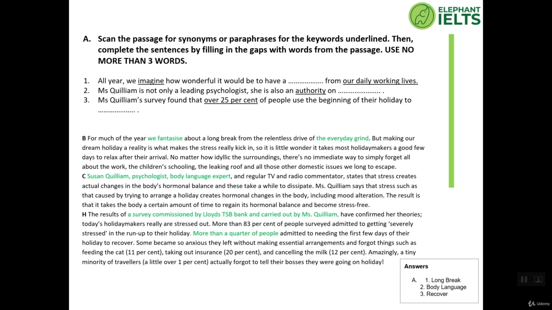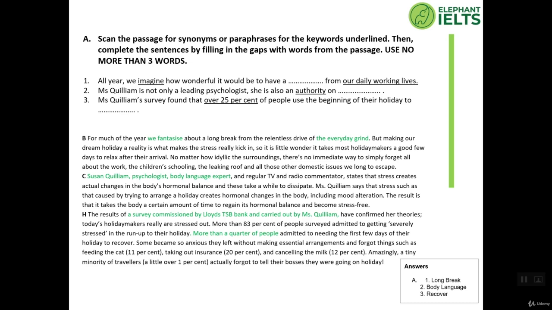Look at number 1. All year we imagine how wonderful it would be to have a something from our daily working lives. The keywords are underlined for us in this case, imagine and daily working lives. Now we have to go back to the passage and skim quickly for synonyms. In other words, words which mean the same or at least something very similar.